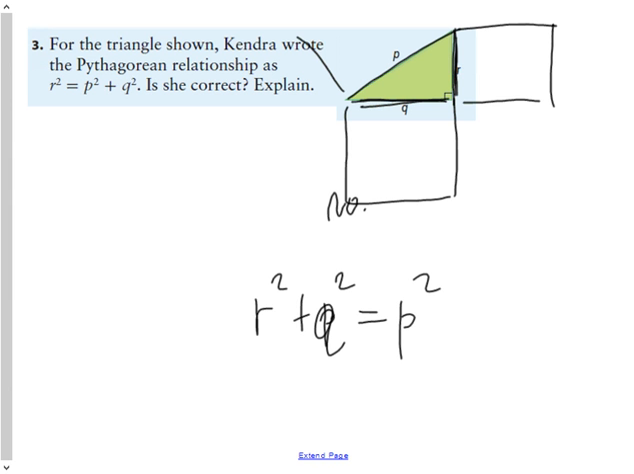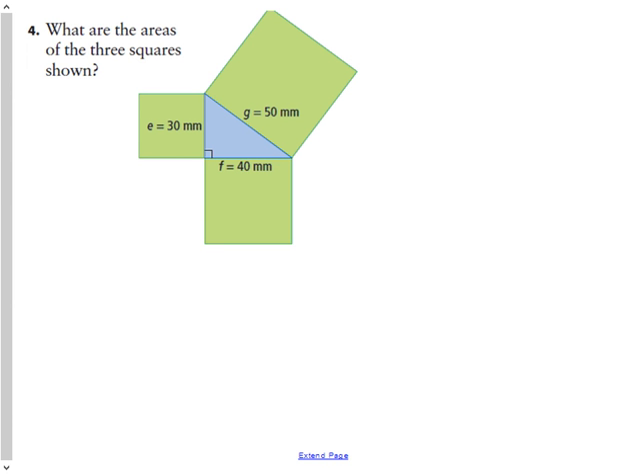Now that's a very important one. It's this area plus this area equals this area. And finally, question number 4, where we started, I believe, in our sheet. What are the areas of the three squares shown? Well, E equals 30 millimeters.